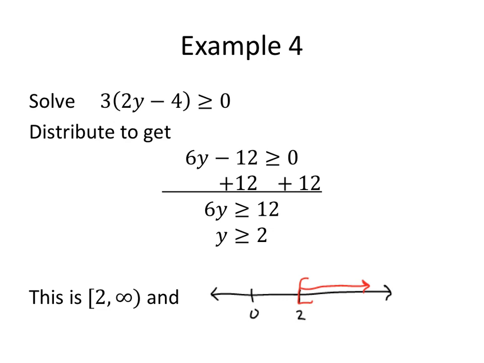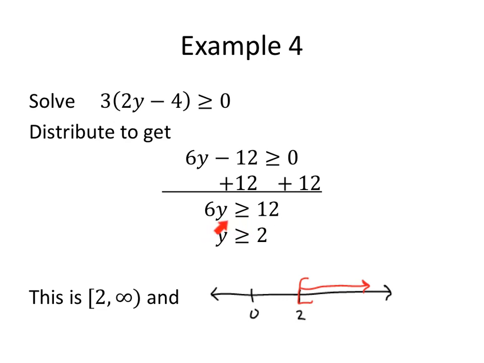Last example, 3 times the quantity 2y minus 4 is greater than or equal to 0. First we distribute, get rid of our grouping symbols. 3 times 2y is 6y. 3 times a negative 4 is negative 12. 6y minus 12 is greater than or equal to 0. Now we solve, we use the addition first. We're going to add 12 to both sides of the inequality. Adding or subtracting on both sides, no problem. Everything stays the same. 6y is greater than or equal to 12.